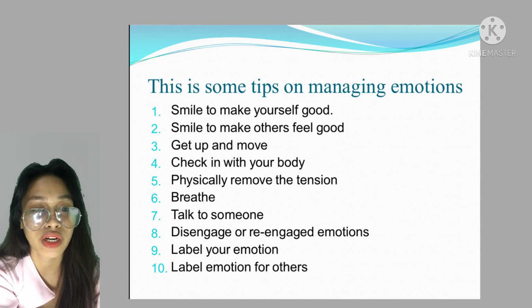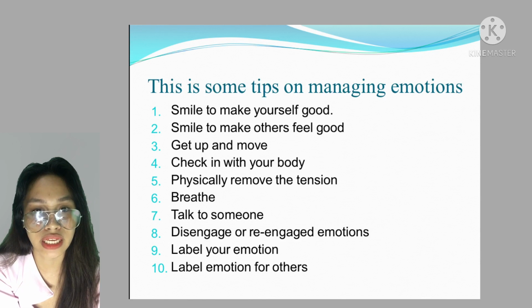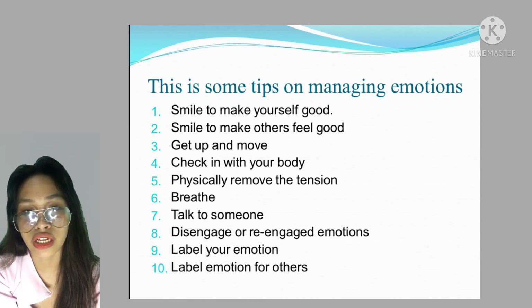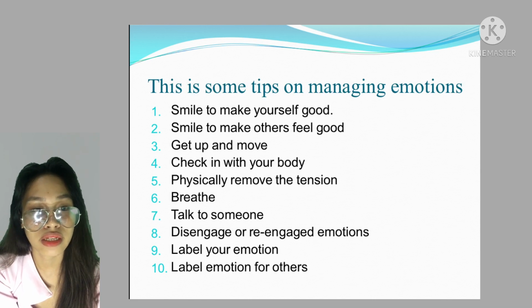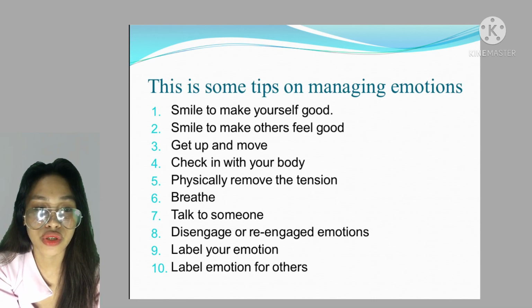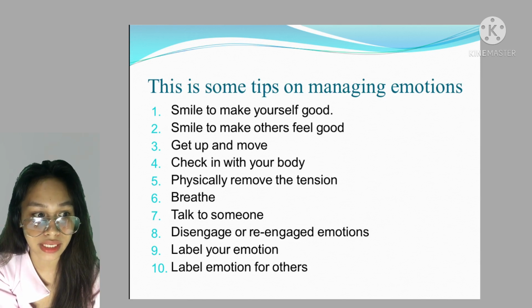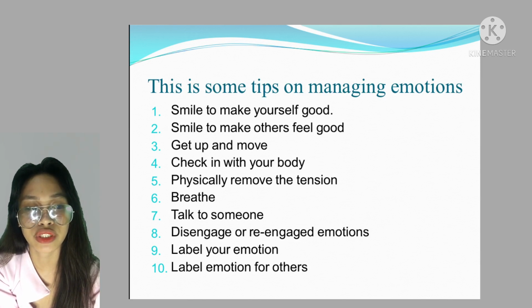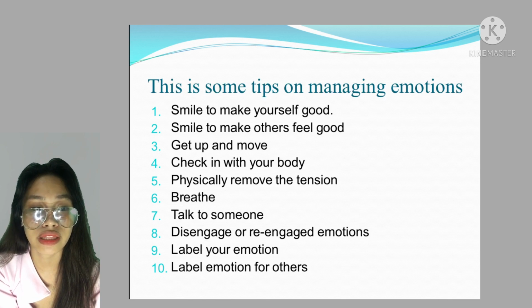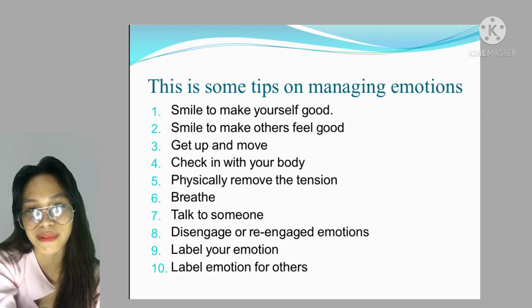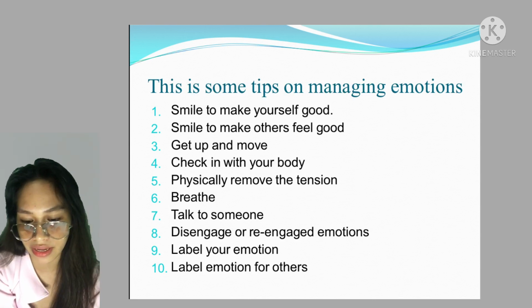Number 5. Physically remove the tension. When we are communicating in a passive or aggressive way, we are often feeling anxious or angry. This can be reflected in our bodies. We can become tense in our shoulders, neck, jaw, or throughout our entire body. If you feel tension in your arms, shake them. And if there is tension in your chest, stretch and breathe deeply.